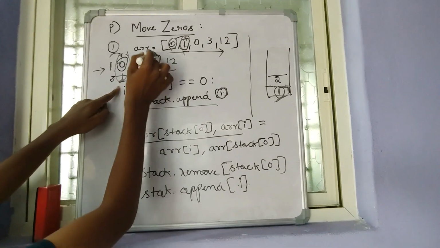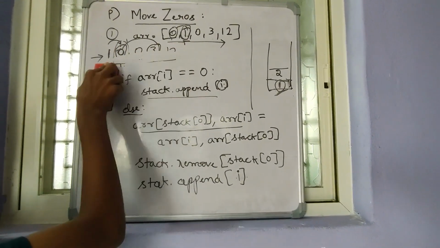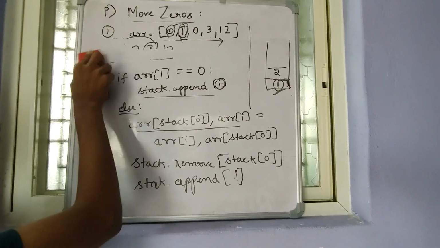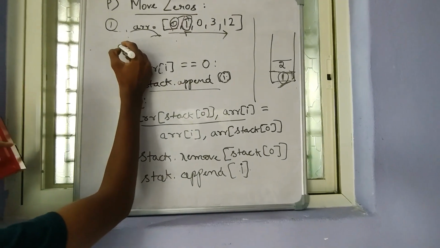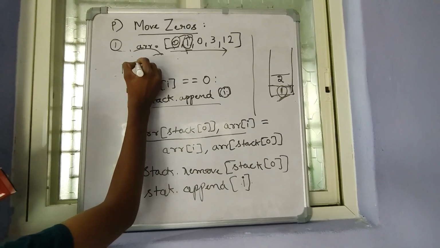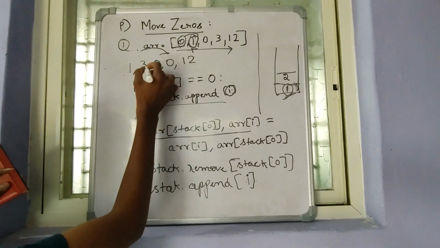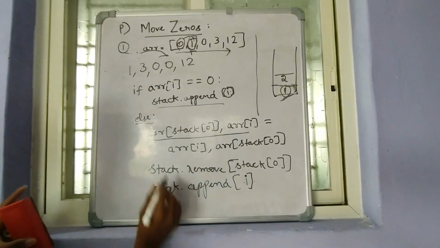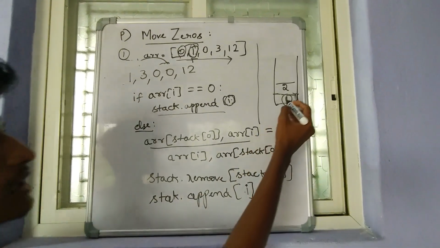Okay, if both will swap, the output array for this path will be 1 3 0 0 12. I have swapped 3 and this 0, and this 3. Again, what did I say? After this, I'll just have to remove the stack of 0th element.